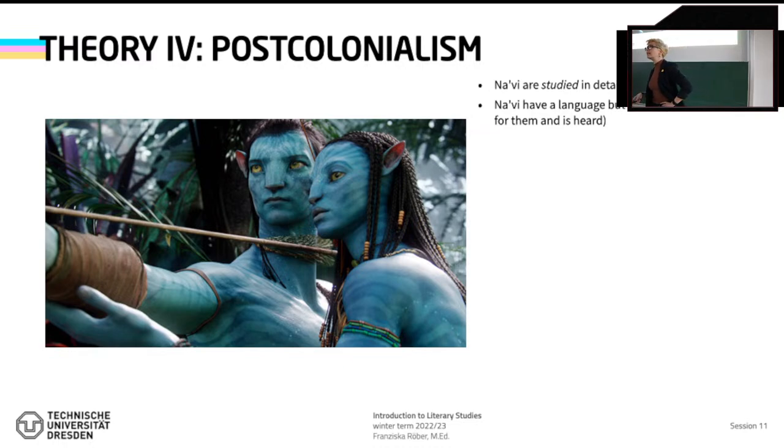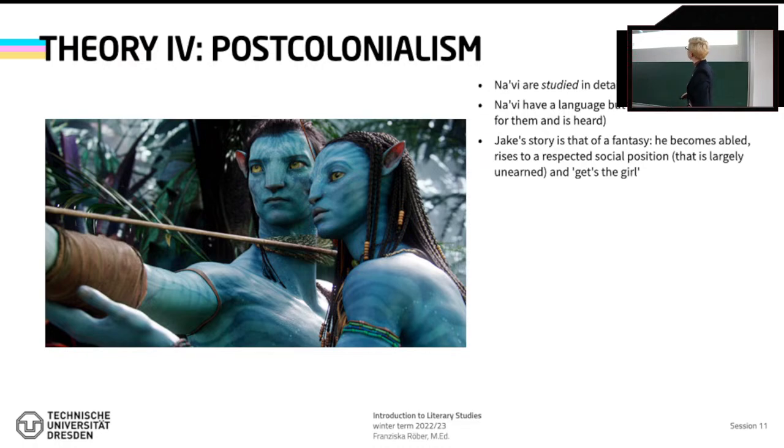Jake generally also lives and fulfills a certain fantasy of his. He is a disabled man, but due to his twin brother having this genetically grown avatar, he can live out his fantasy of being an able-bodied man again. So the first thing he does is he says, "My legs," and then he runs. So this is one of his fantasies. But that fantasy goes on because Jake's story is not just of a disabled man becoming abled again, but of someone who's downtrodden receiving social status.